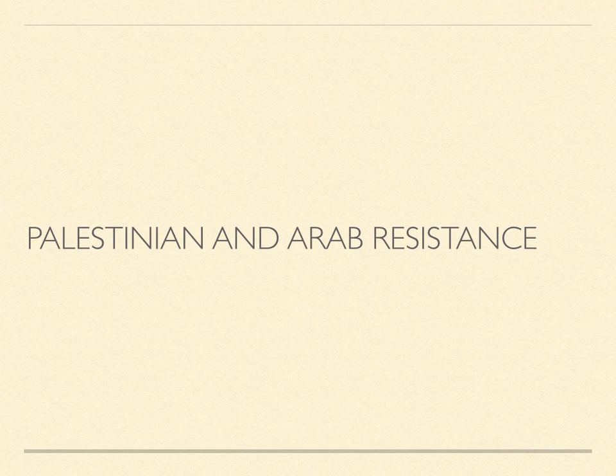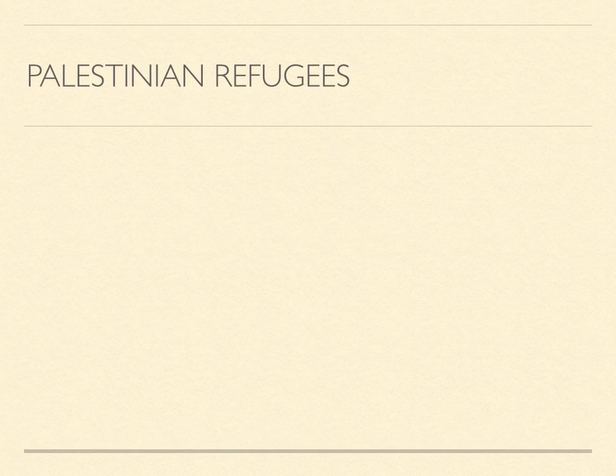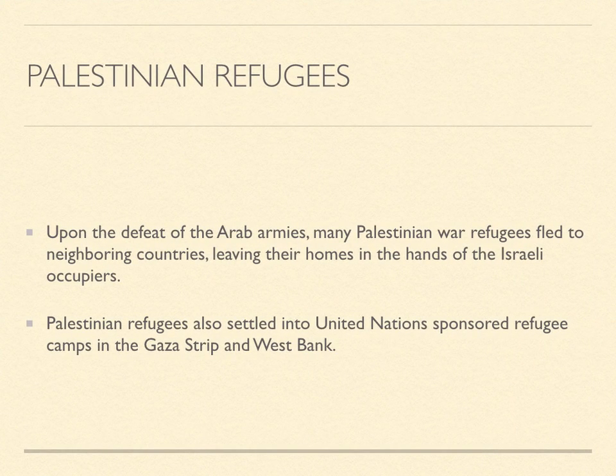Palestinian and Arab resistance. Palestinian refugees. Upon the defeat of the Arab armies, many Palestinian war refugees fled to neighboring countries, and they left their homes in the hands of the Israeli occupiers. Many of them also settled into United Nations refugee camps located in the Gaza Strip and West Bank.